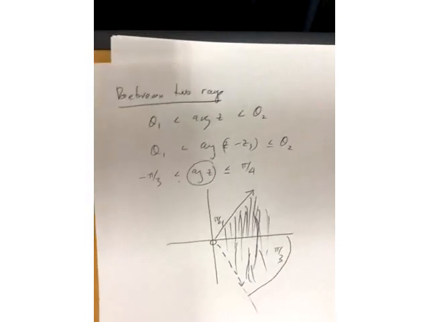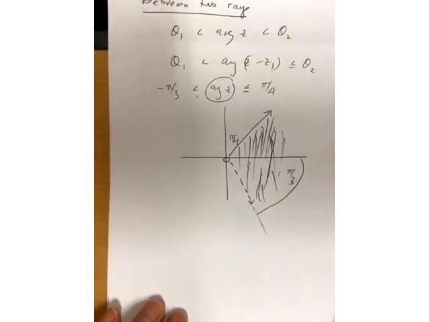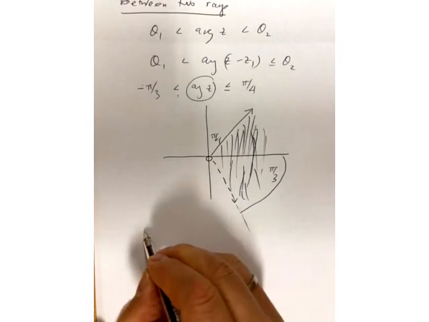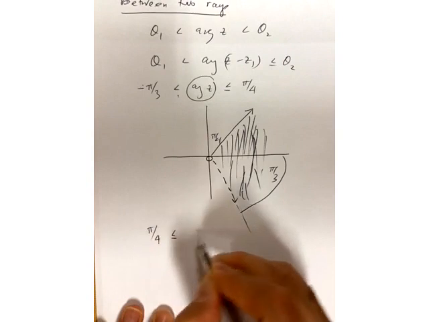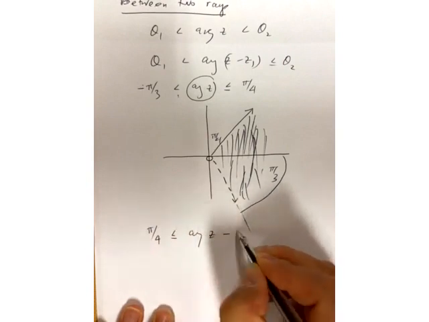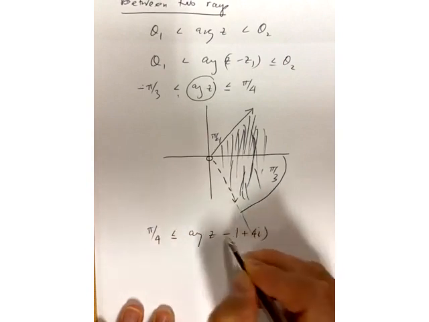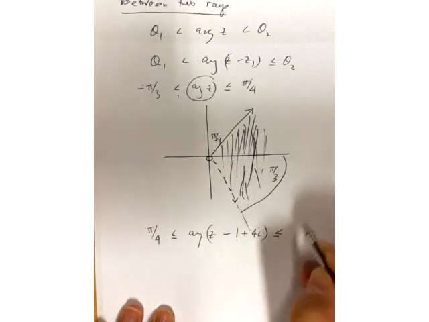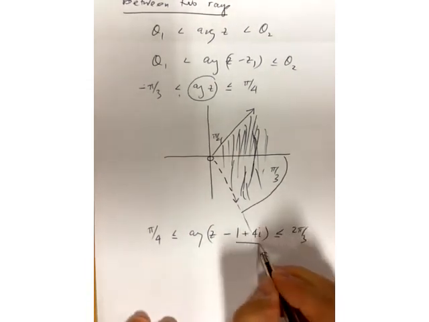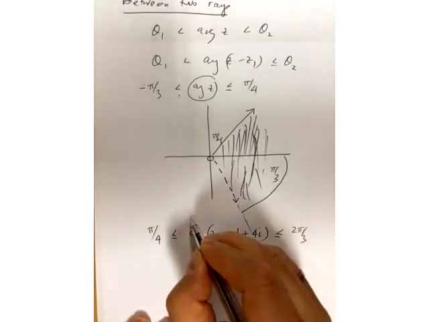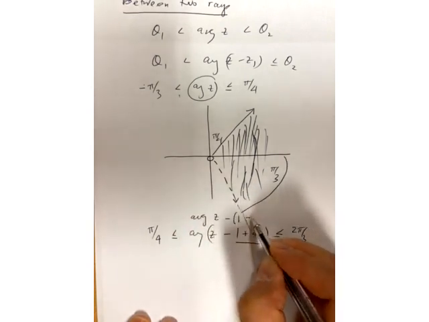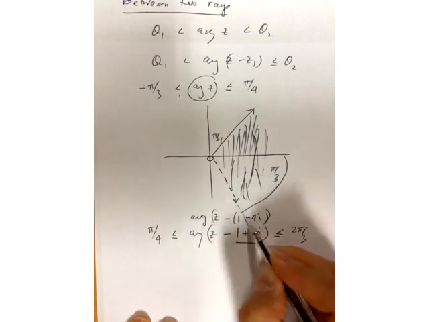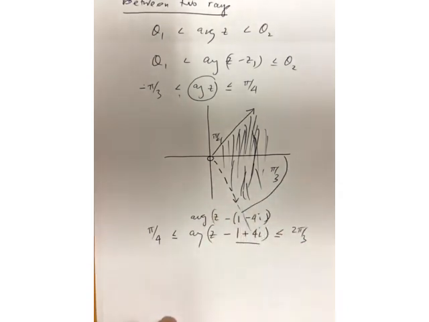An example of the other version, for example, let's say we'll make it positive this time. So pi on 4 is less than or equal to arg (z minus 1 plus 4i), and it's less than or equal to, let's say, 2 pi on 3. The trick is to find out what z1 is. So you have to express this as z minus z1, and that is z minus (1 minus 4i). So z1 in this case is actually 1 minus 4i, and that's the trick.